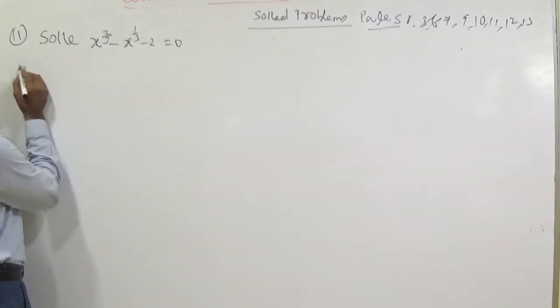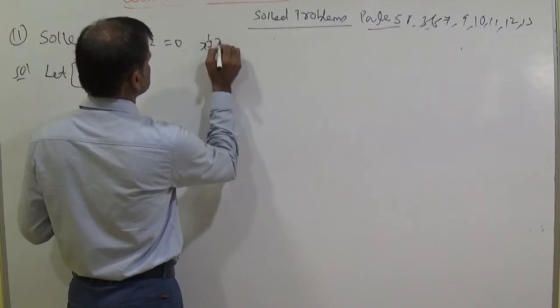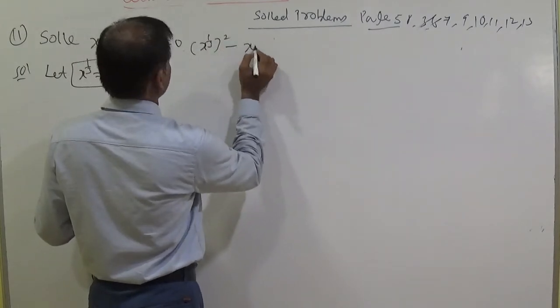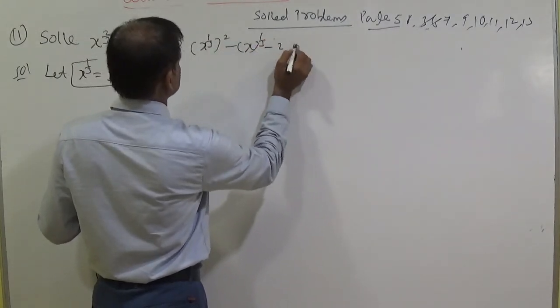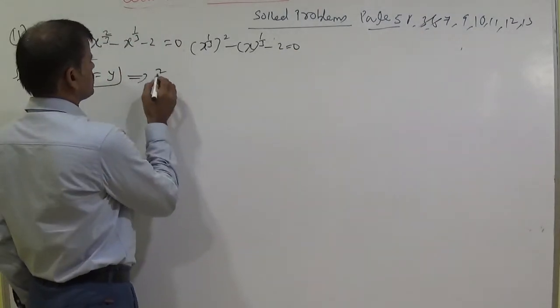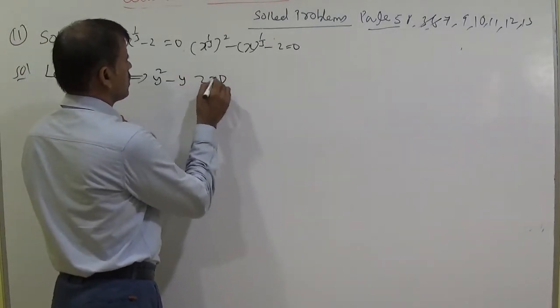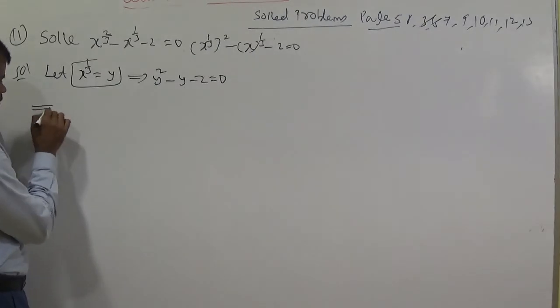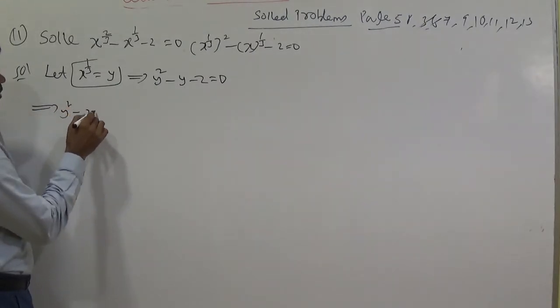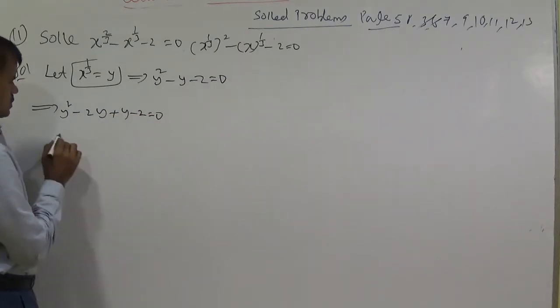So here you can write, let x power 1 by 3 is equal to y. This question you can understand as x power 1 by 3 whole square minus x power 1 by 3 minus 2 equal to 0. Whenever we take x power 1 by 3 as y, it becomes y square minus y minus 2 equal to 0. Then by splitting the middle term we can write y square minus 2y plus y minus 2 equal to 0.